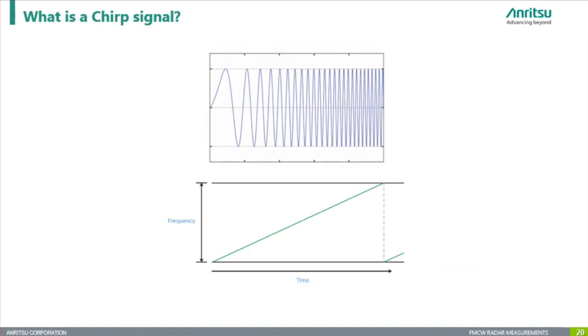A chirp is a type of waveform in which the frequency gradually increases or decreases over time. When viewed on an oscilloscope or a frequency versus time plot, a chirp appears as a smooth sweep from start frequency to stop frequency. This sweep defines the bandwidth of the chirp, and the rate at which the frequency changes is known as the chirp slope. In FMCW radar systems, this modulation allows precise measurement of distance and velocity by analyzing the frequency difference between the transmitted and received signals.